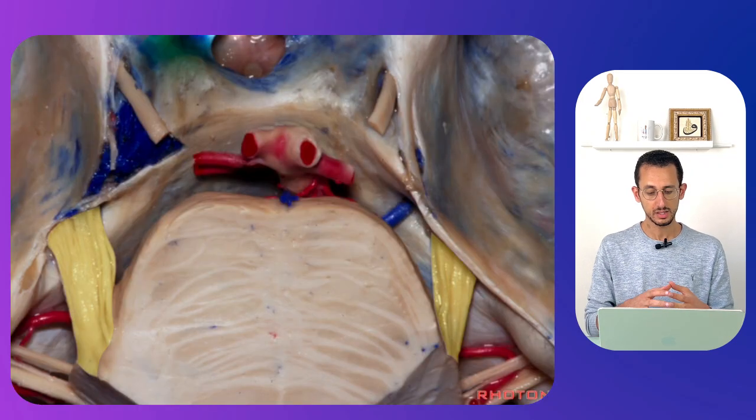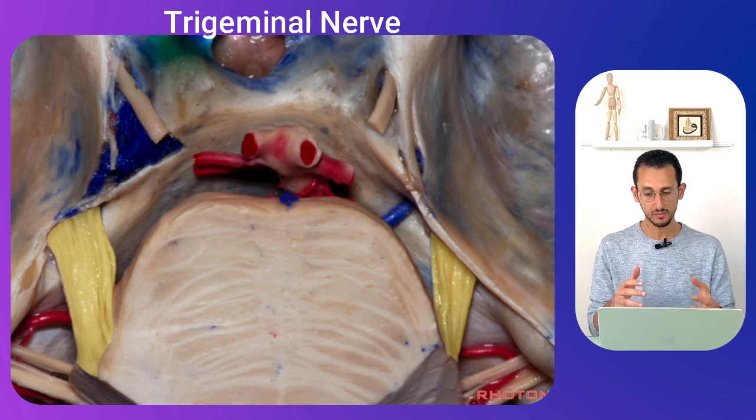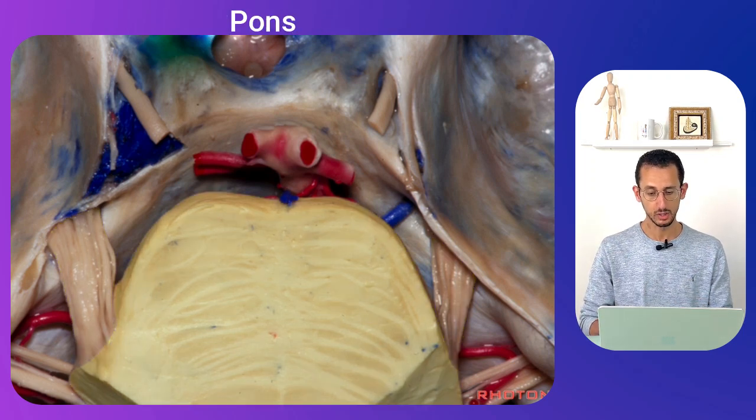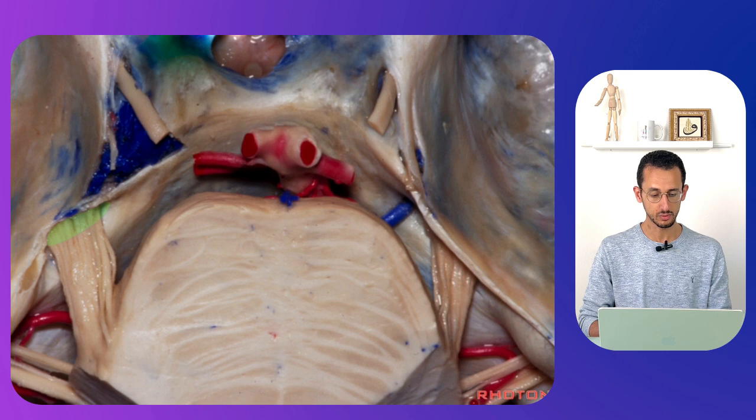Then if we look here at the cisternal segment of the trigeminal nerve. As it comes from the lateral aspect of the pons, here is the pons, it travels in this subarachnoid space towards the petrous apex, going towards the entry, or the ostium, of Meckel's cave. This is the ostium, the entry to Meckel's cave.